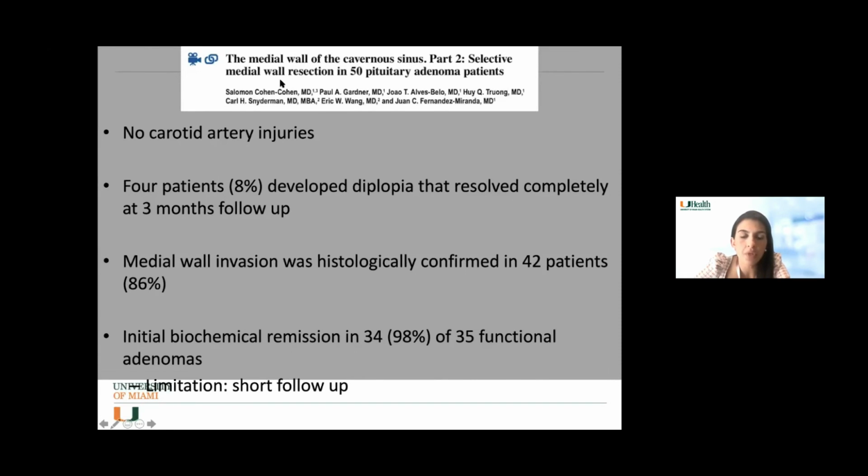So when he did this medial wall resection for 50 tumors, he did not have any carotid artery injuries. Obviously, this takes quite a bit of experience. So it's not something that you're going to do without any skull-based training. Some patients did develop a diplopia that resolved completely at 3 months follow-up. This can be a combination of both. Obviously, you are manipulating the sixth nerve. You can use monitoring, not to identify the sixth nerve, but to confirm where it is where you think it is. But also the use of gel foam, right?